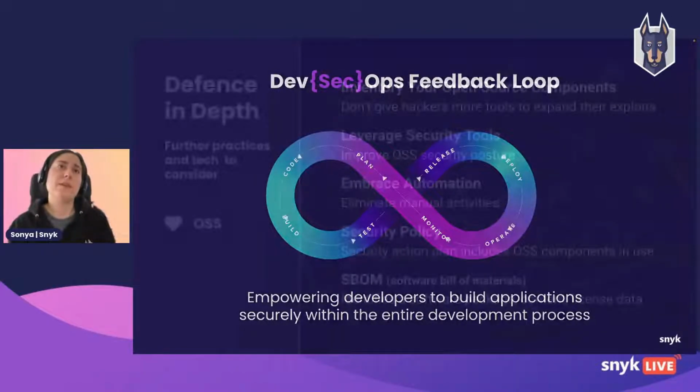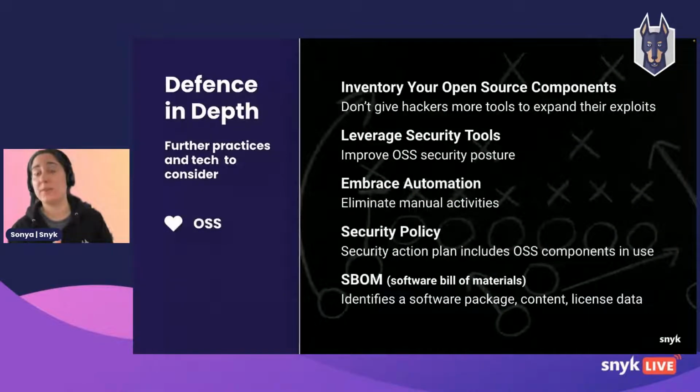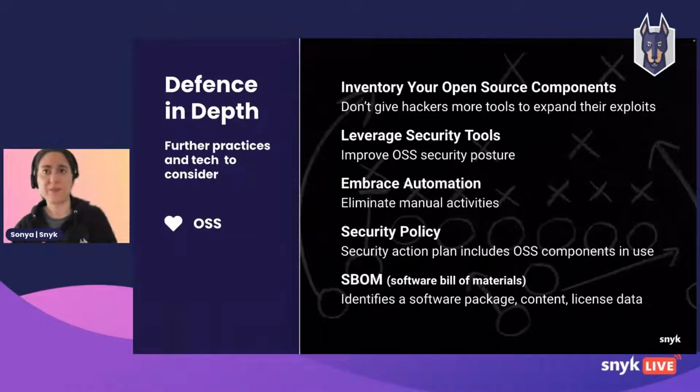So let's have a look at the defensive dev third practice and tech to consider. At the OSS level, inventory your open source components just to know what you have within your application. Don't give hackers more tools to expand their exploits. Leverage security tools, as we've seen with Snyk. This improves your OSS security posture. Embrace automation, because you don't want to do all of this manually; you want to eliminate manual activities. Also, include your OSS components in use within your security policy, and use SBOMs, the software bill of materials, which help you identify your software package, content, and license data.